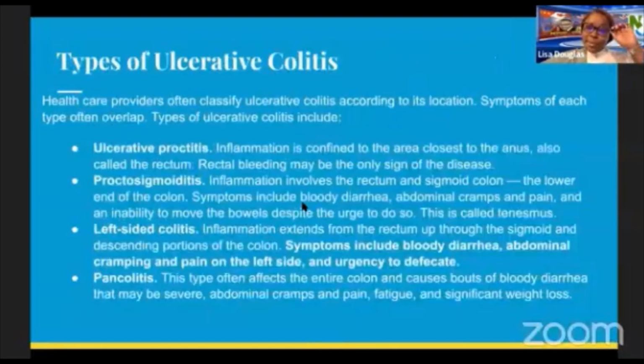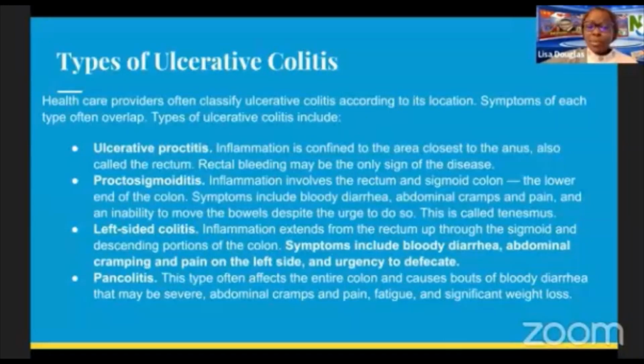So what are the types? So there are different types. Healthcare providers often classify ulcerative colitis according to its location. The symptoms of each type often overlap. So types of ulcerative colitis include ulcerative proctitis. In this, inflammation is confined to the area closest to the anus, which is your rectum. Rectal bleeding may be the only sign of this disease.